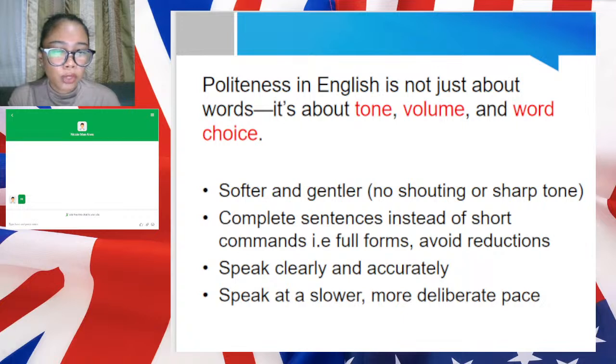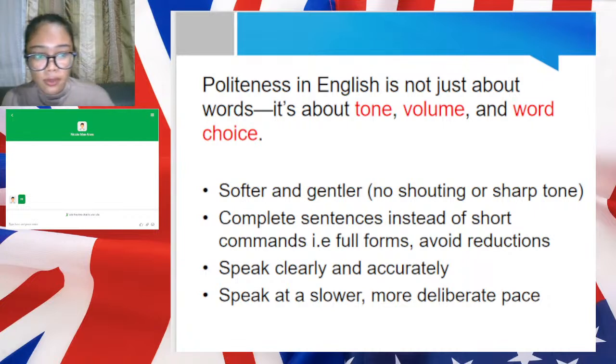We also have complete sentences instead of short commands. For example, full forms; you should also avoid reductions here. So instead of saying "need help," like that, which is only a phrase, a more polite way to say it would be, "Do you need any help?" So using full sentences and avoiding contractions like gonna or wanna in more formal or polite situations can sound more considerate and less abrupt or less offensive. For example, saying "I would like" is often perceived as more polite than "I want."